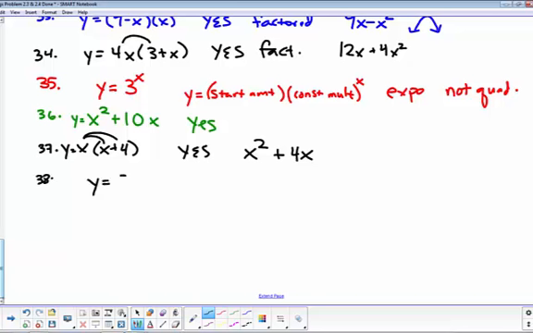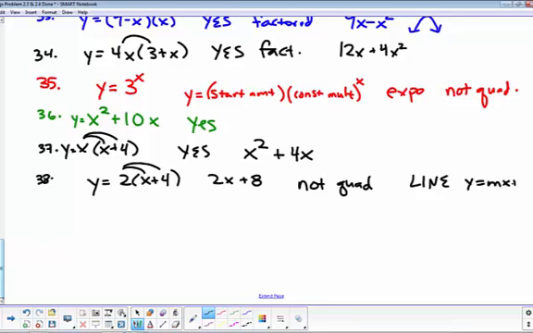38. Looks like we can distribute that. That would give us 2x plus 8. That is not quadratic. That's a line. You have to have an x squared in expanded form to have a quadratic. So that's in the form y equals mx plus b.